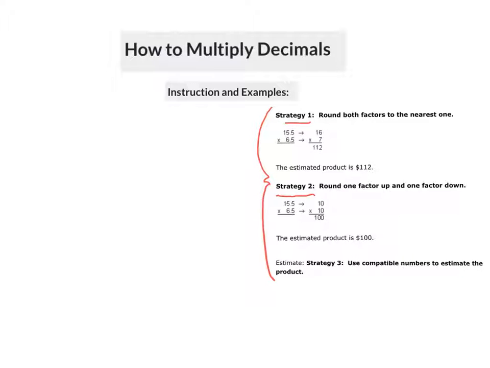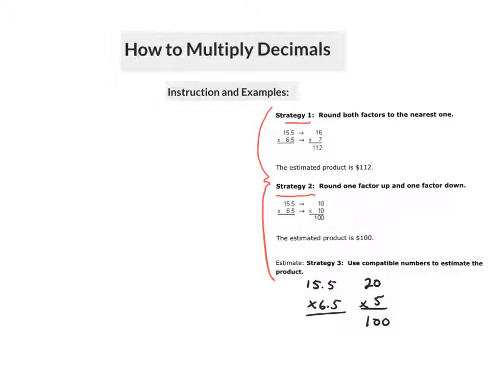Another strategy is many times we look at two numbers and we say, hey, let's find some numbers that are easy to multiply in our heads. We can call these compatible numbers. So if you had 15.5 times 6.5, compatible numbers might tell us to take 20 times 5. Those are pretty close. 20 times 5 would be 100. So the point of estimating is for you to check to see if your product is in the ballpark.